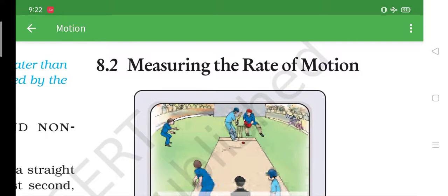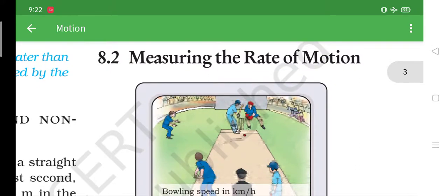Now next topic, measuring the rate of motion. Now what is the rate of motion? So you all know what is motion. Any object that changes its place, that is called motion. Suppose you are sitting at your home, now you will travel to school, so you are in motion. Why? Because you have changed your place from one point to another.